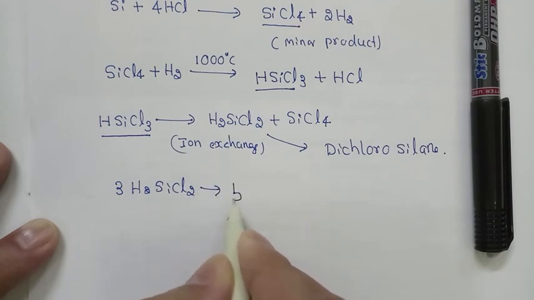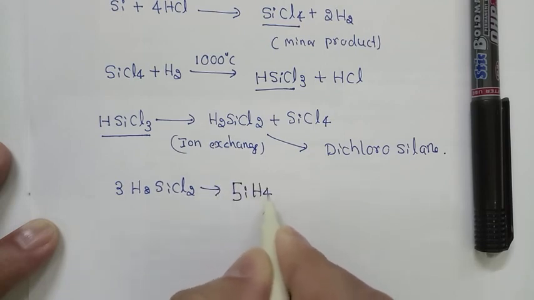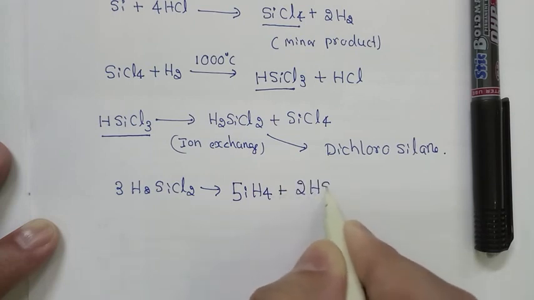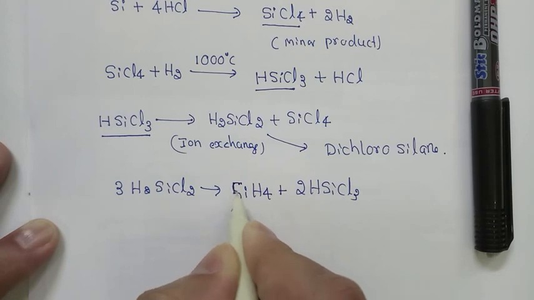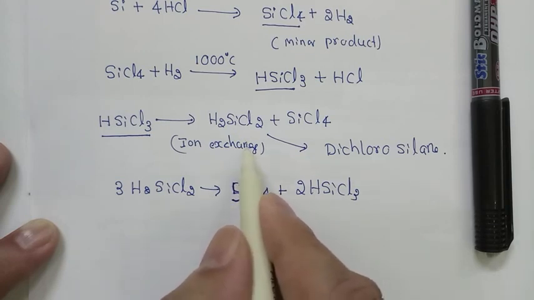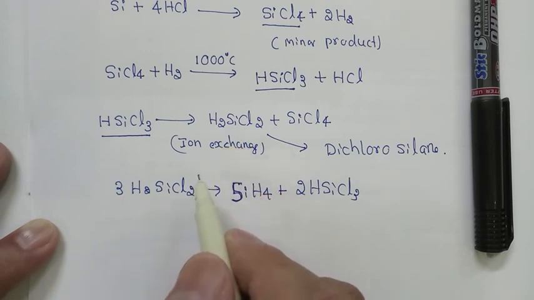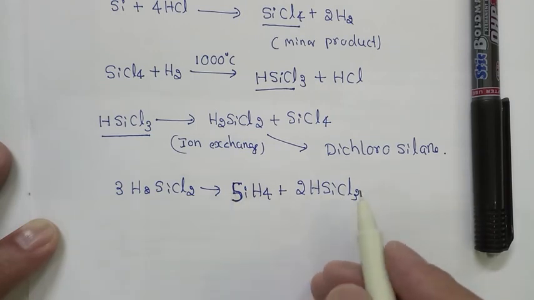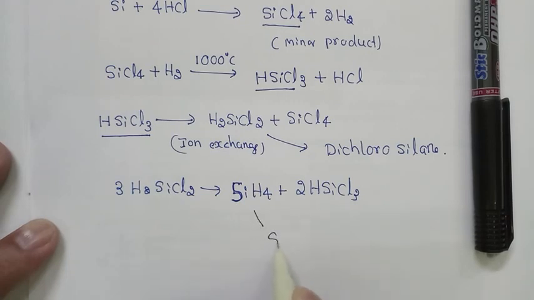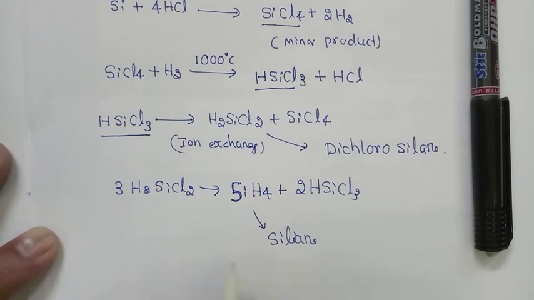We get SiH4 plus 2HSiCl3. Now dichlorosilane, on passing through quaternary ammonium ion exchange resin once again, H2SiCl2 is converted to silane. Now this is silane, silicon tetrahydride. They are separated once again by fractional distillation using ion exchangers.